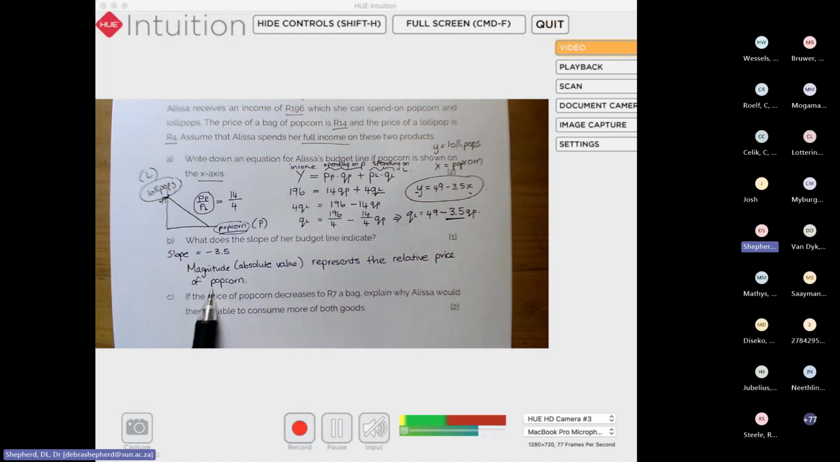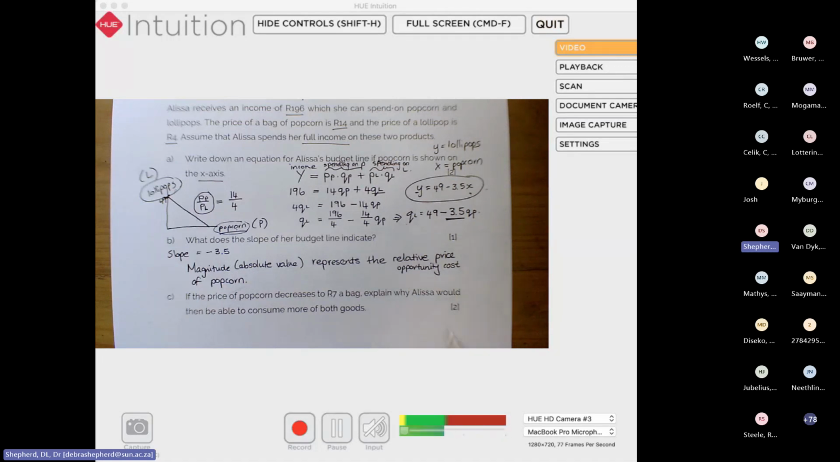The relative price of something is a measure of its opportunity cost. So you could also say that the slope of this line represents the opportunity cost of a bag of popcorn. So every time she purchases a bag of popcorn, she is having to give up 3.5 lollipops. So opportunity cost would also be fine.